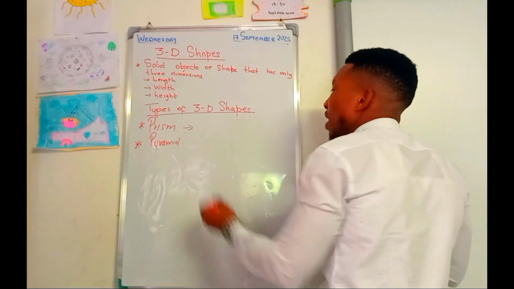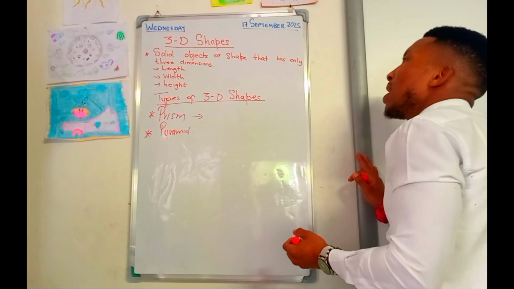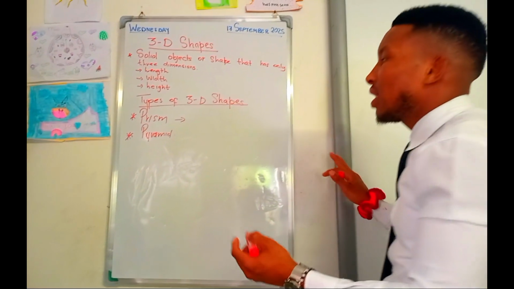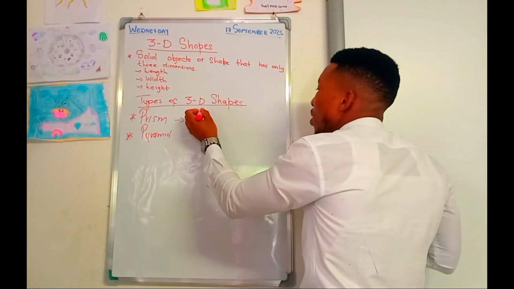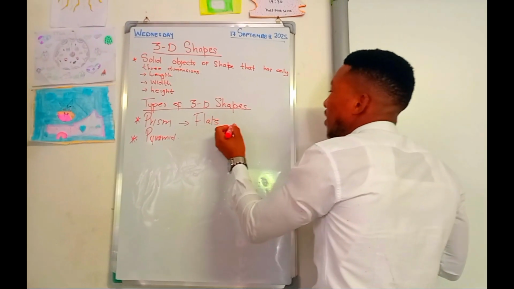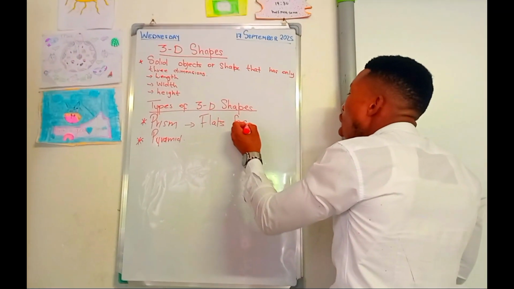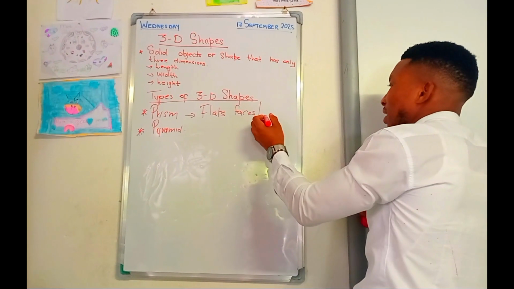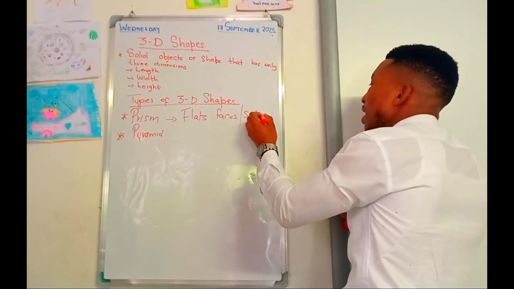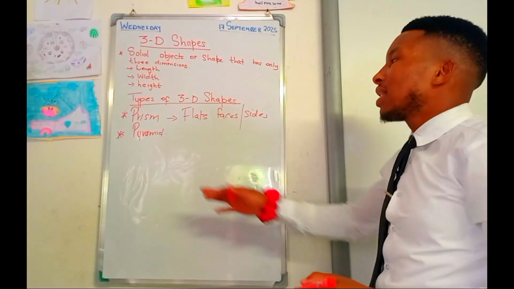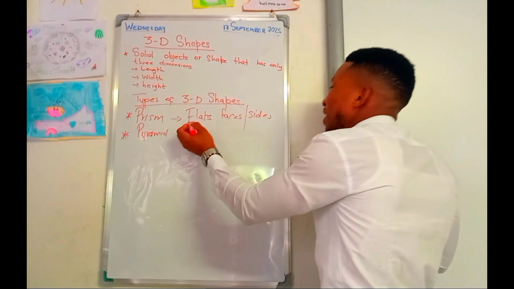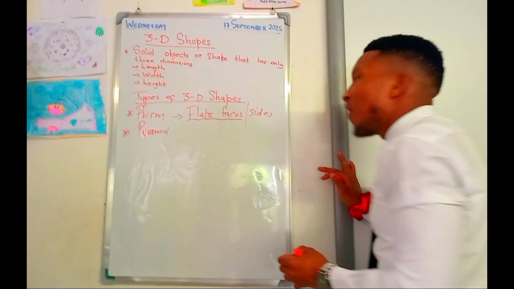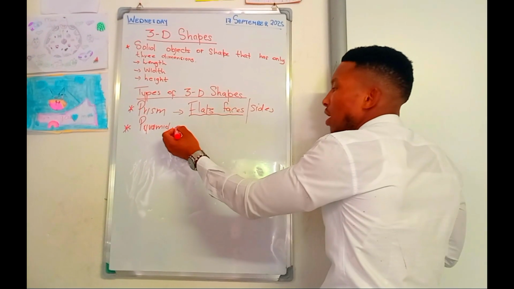What is a prism? A prism, we normally say, is a solid shape that has only flat sides, okay? This one has only what? Only flat faces or only flat sides, or straight sides. Therefore, we normally say that it is a prism. It's just a solid shape that contains only flat faces. Therefore, we call it a prism.